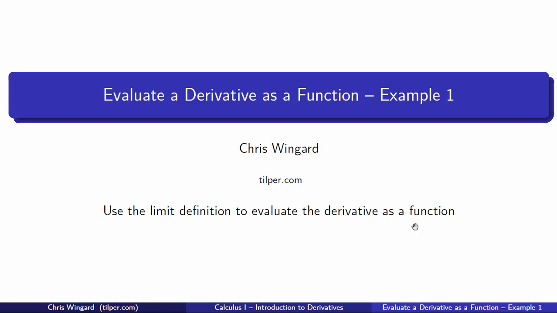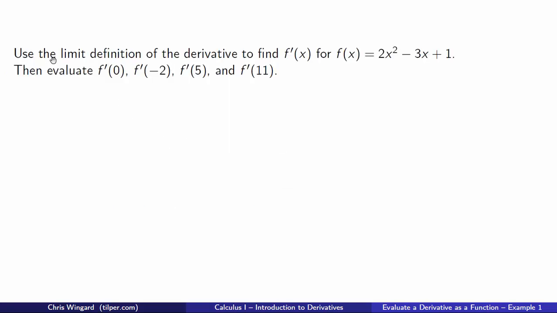So we could evaluate the derivative as a function instead of at a specific point. And this is example one of doing that. So we want to use the limit definition of the derivative to find f prime of x, where f of x is 2x squared minus 3x plus 1. And then we want to use our result to evaluate f prime of 0, f prime of negative 2, f prime of 5, and f prime of 11.